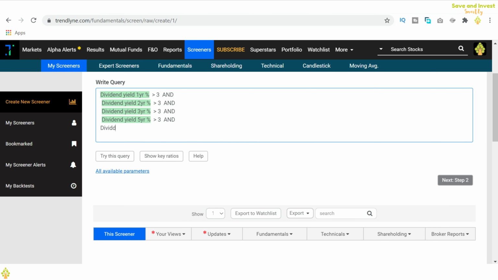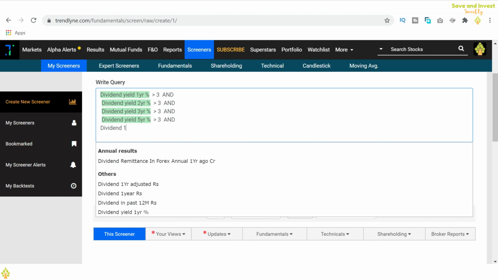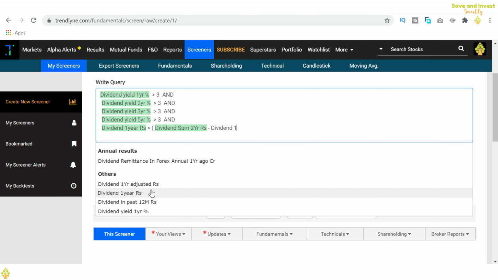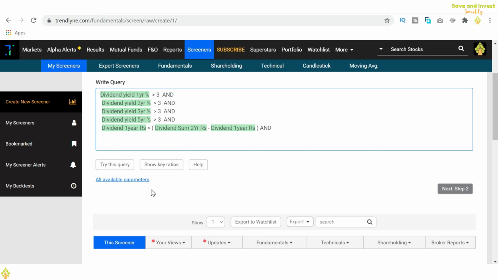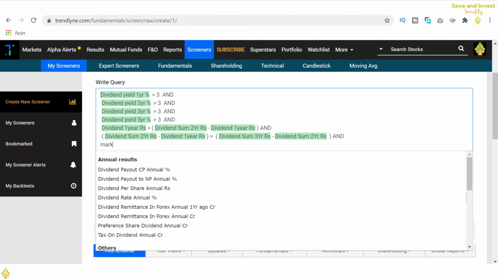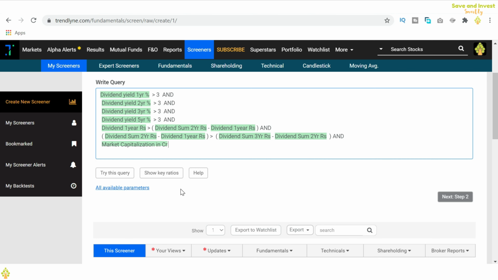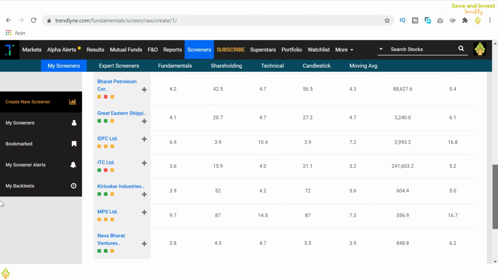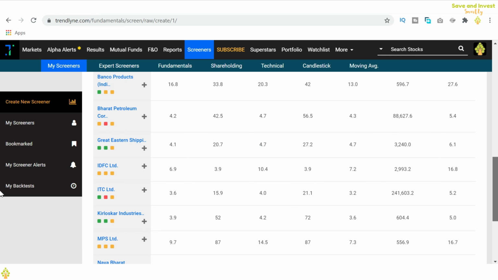Now let us add the condition for positive dividend growth rate in last 3 years. I'm adding the condition that dividend of last 1 year is greater than dividends in year before that, and so on up to last 3 years. Also, add the condition to restrict the list of stocks to large cap and mid cap. Now execute the query. We got 17 stocks matching these criteria.